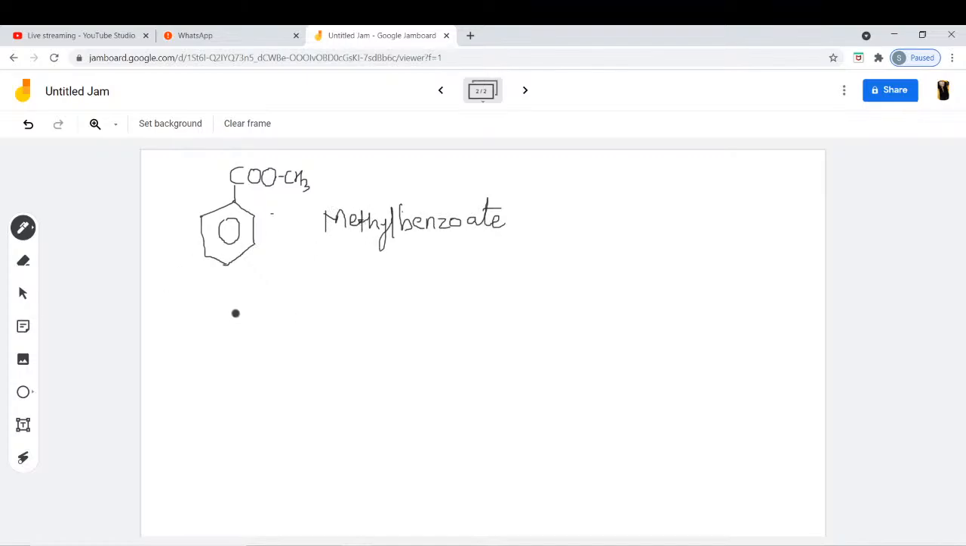Next, here COOC2H5. So its name will be ethyl benzoate.